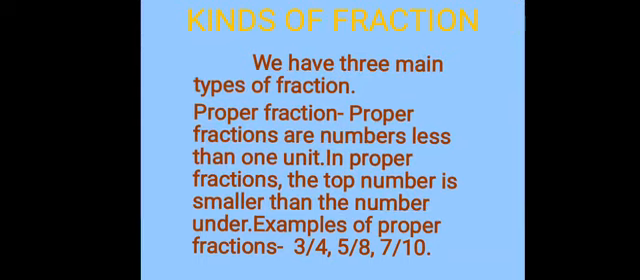We have proper fraction. Proper fractions are numbers less than 1 unit. In proper fraction, the top number is smaller than the number under. That is to say, the numerator is smaller than the denominator. For example, 3/4, 5/8, 7/10. Looking at these examples, you will notice that the numerator is smaller than the denominator.